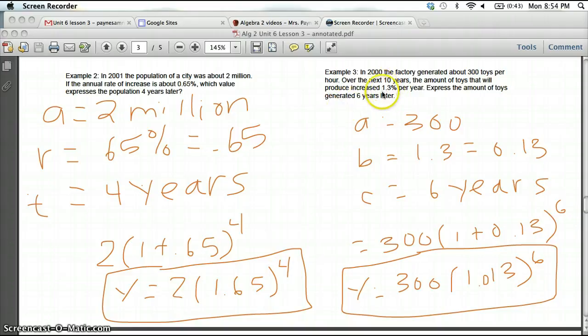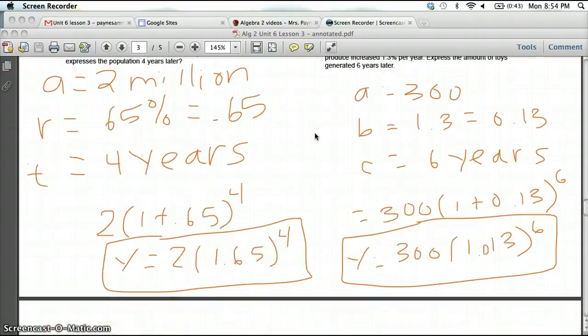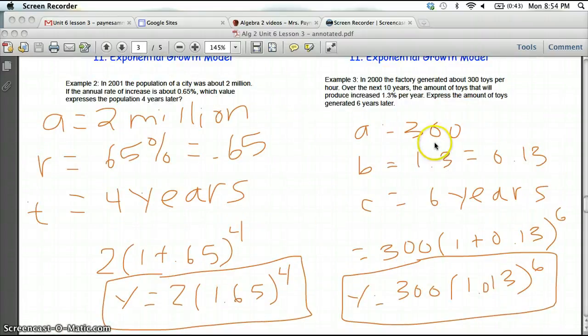Let's look at example 3. It says in 2000, the factory generated about 300 toys per hour. Okay, what's our initial amount? 300 toys, so 300. It says over the next 10 years, the amount of toys produced increased 1.3% per year. Now, again, we've got 1.3, but you need to start here, and you're going to move it over twice. Remember that, 1, 2. So we're actually going to have 0.013.